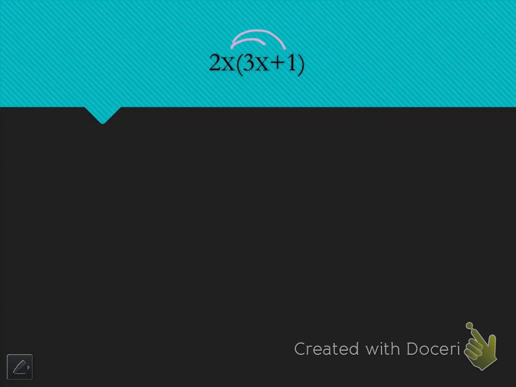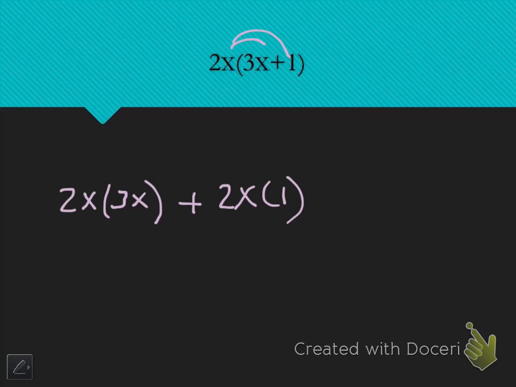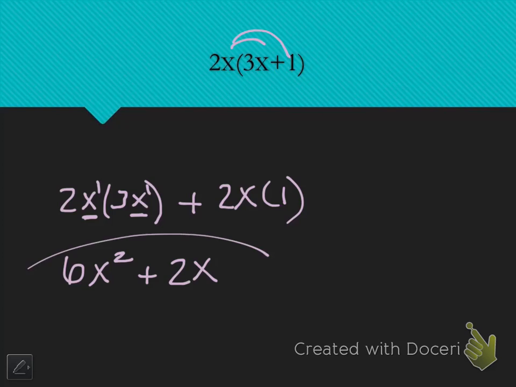Okay, we're going to distribute this 2x. So we're going to get 2x times 3x plus 2x times 1 when we distribute it. Well, when we're multiplying things with the same base, remember we add their exponents. So it's going to be x to the first and x to the first, so 3 times 2 is 6. And this is going to be adding their exponents, x squared. Anything times 1 is itself.